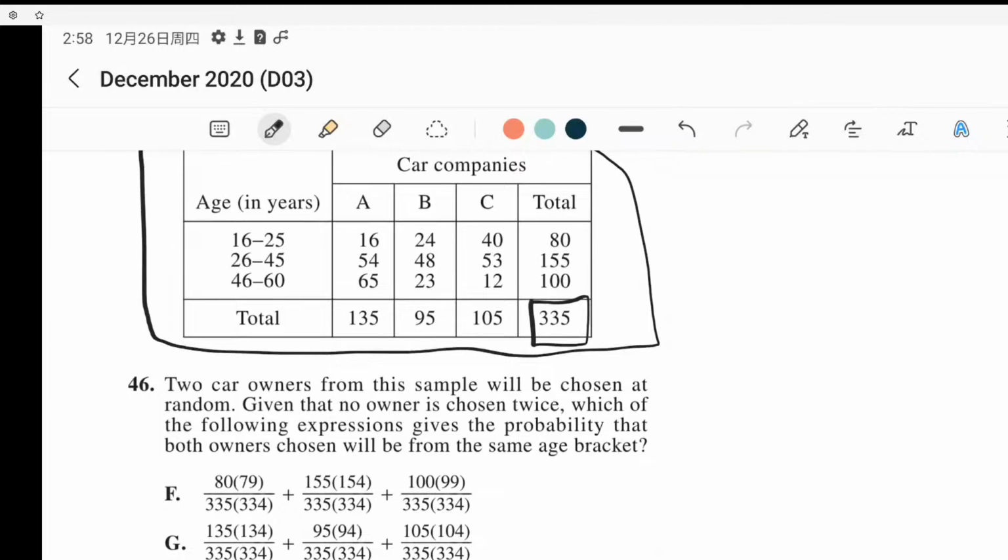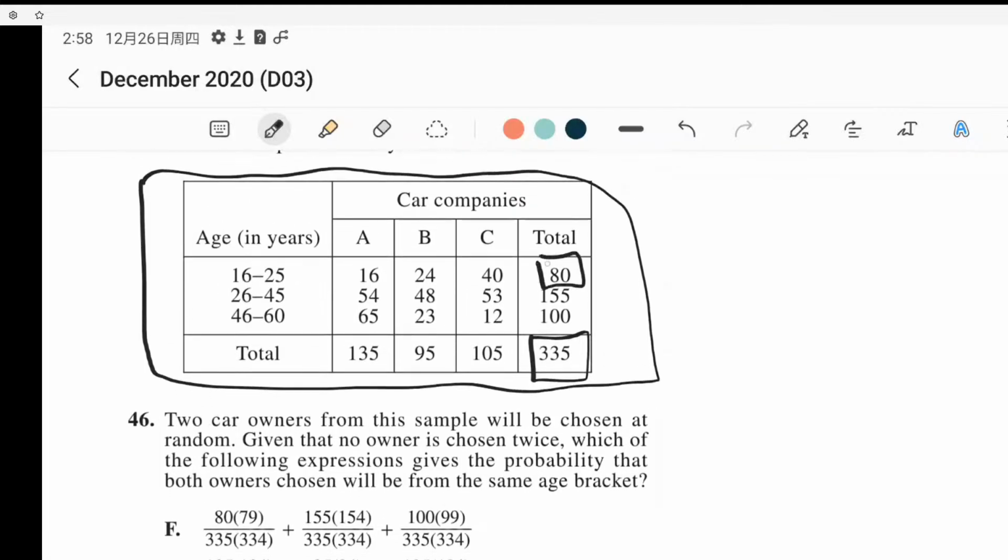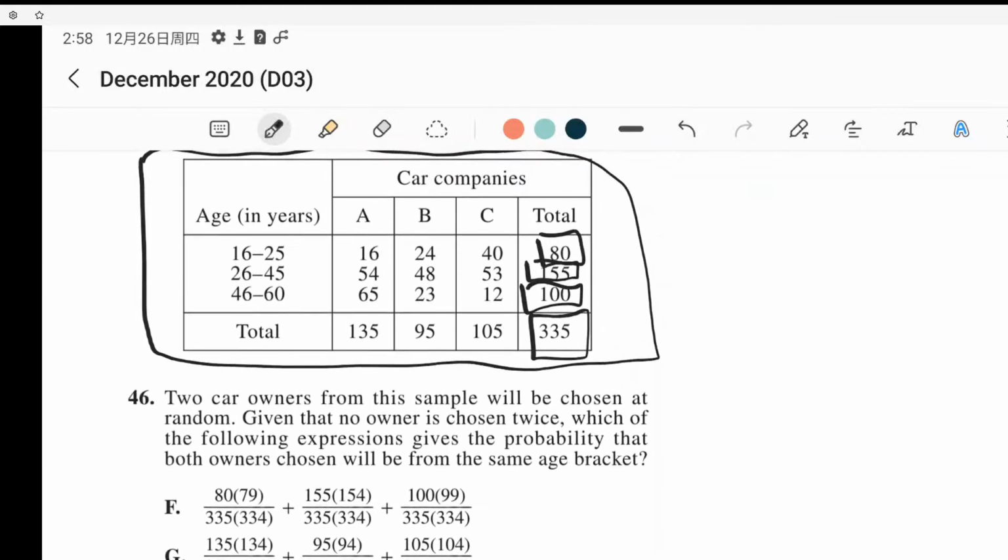So we consider the amount of people in each age bracket. We have 80, 155, and 100. This problem is a little tricky. Consider if we chose one from the first age bracket, let's list that as A, B, and C, because this problem does not require anything to do with the car companies.